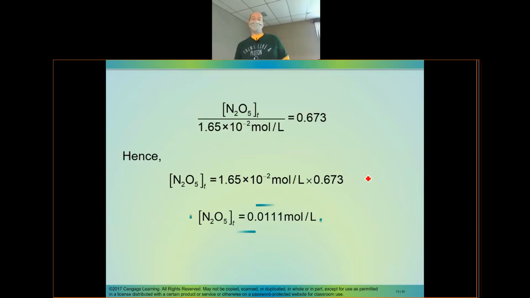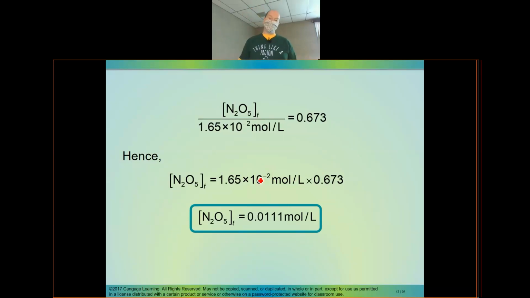All right, so then you have to solve. Once you get that number on your calculator, multiply both sides by the 1.65 times 10 to the minus 2, and then you have your concentration. Now, when you get your answer, you need to check what you started with, because it has to be less now than it was before.